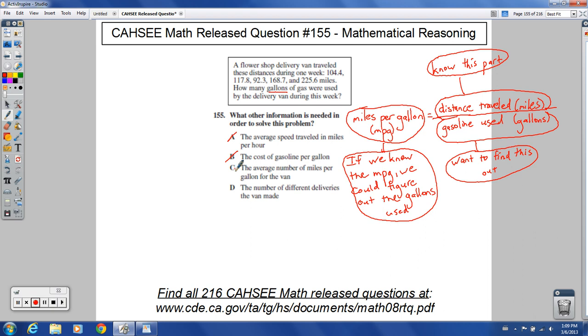So choice C, the average number of miles per gallon for the van. There we go. If we remember from here, if we knew that, then we could figure out, since we know this part, we could figure out that part. This looks like the right choice. Let's just check D and make sure that that doesn't make sense. So the number of different deliveries the van made, no, we wouldn't need to know how many deliveries the van made to know how many gallons of gas we used. So that's another piece of irrelevant information that we wouldn't need. So number 155, choice C.